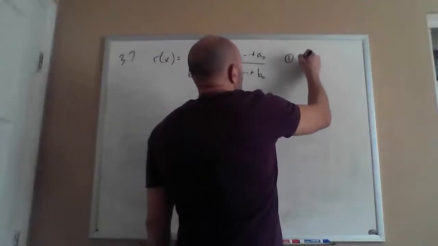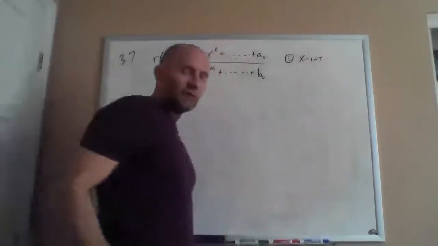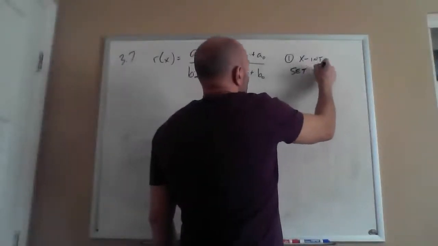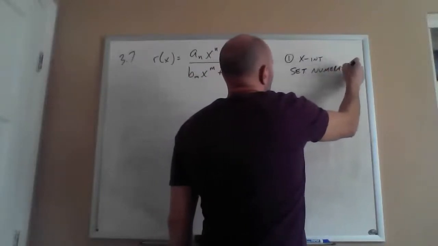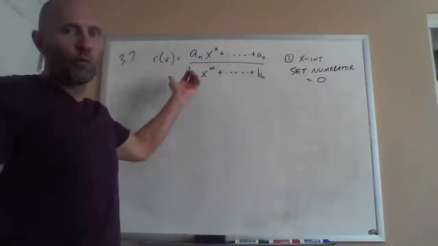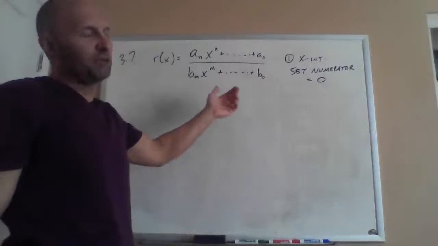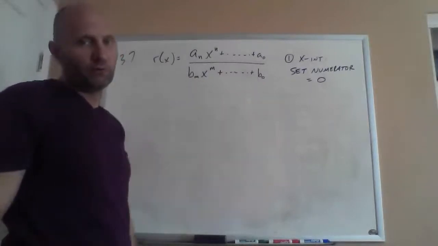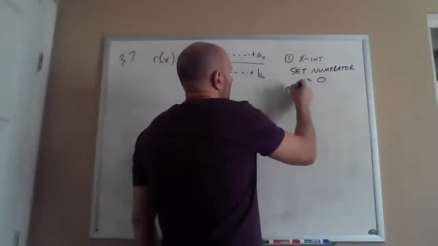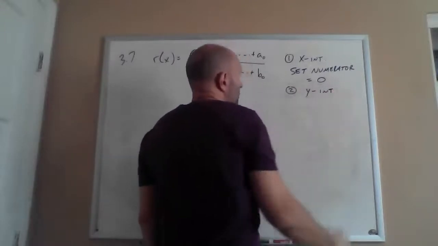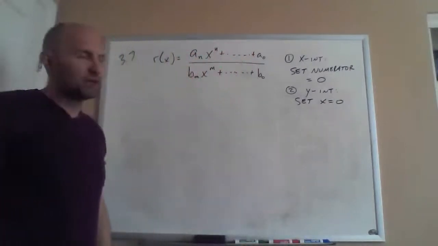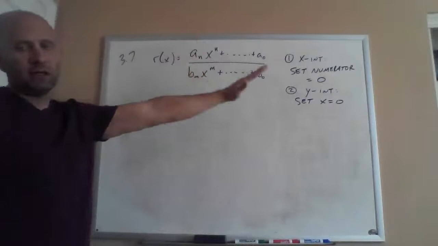So let me give you exactly how you're going to find those different values. So first of all, to find the x-intercept, you're going to set the numerator equal to 0. Technically you would set the whole thing equal to 0, but then when you multiply both sides by the denominator, you're just left with the numerator equals 0. There's no reason to go through all that extra work. Just set the numerator equal to 0. The second piece of information, y-intercept. We're going to set all the x's in the rational function equal to 0.